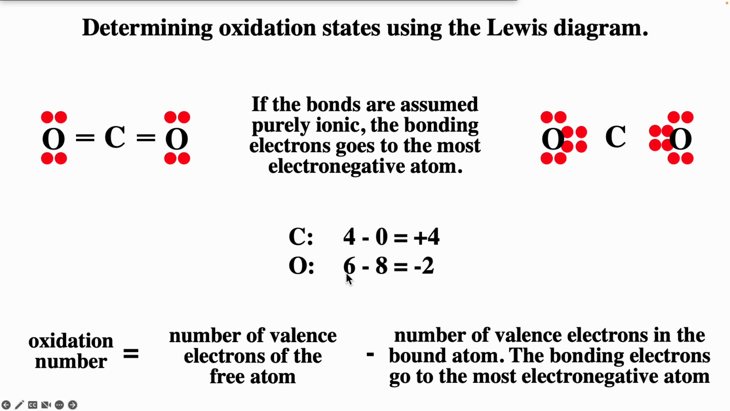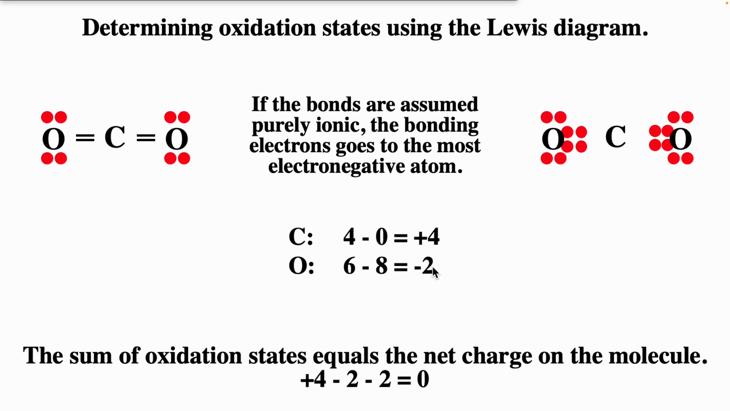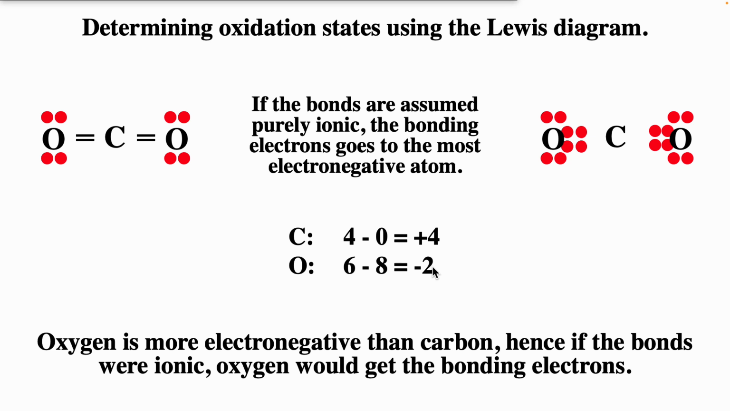For oxygen, it's in the 6th column. And so you have 6 valence electrons for the free atom, minus 2, 4, 6, 8. Minus 8 gives us a -2, and we would expect oxygen to have a -2 oxidation state. And so again, we see that the sum of the oxidation states equals the net charge. Oxygen is more electronegative than carbon, hence if the bonds were ionic, oxygen would get the bonding electrons. And notice that the more electronegative element gets the negative oxidation state. The least electronegative element gets the positive oxidation state, because the most electronegative element gets the bonding electrons if you assume it's an ionic bond.